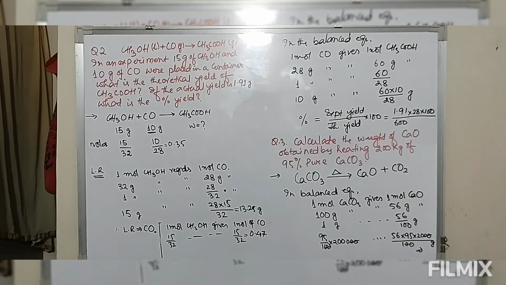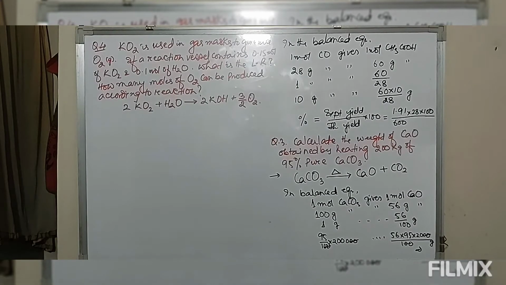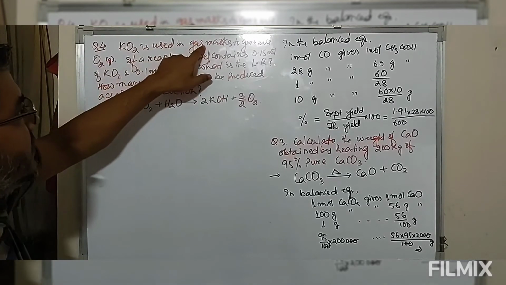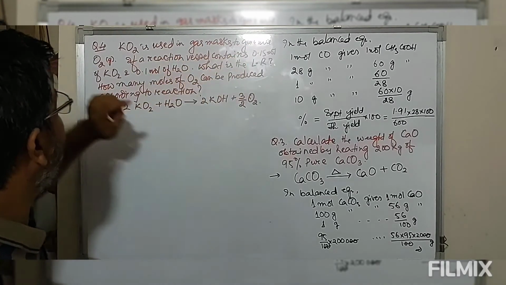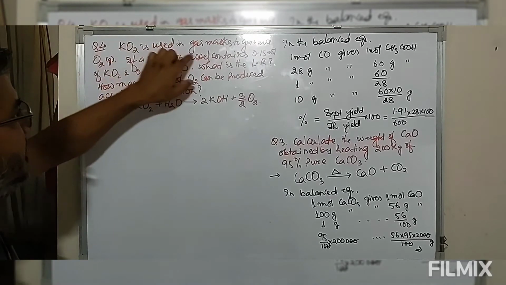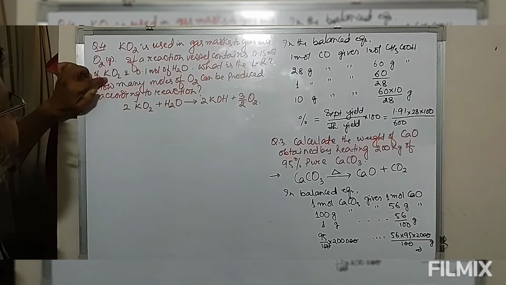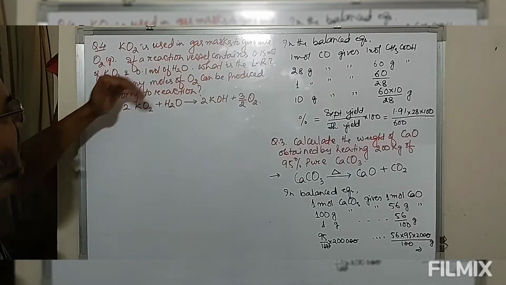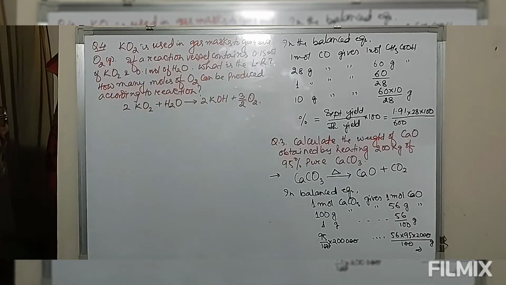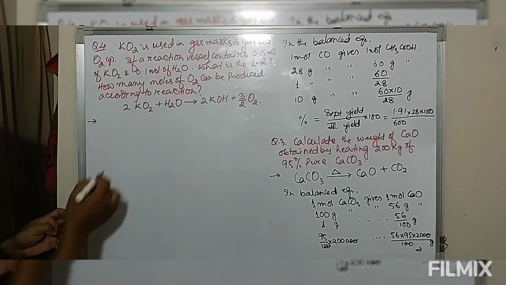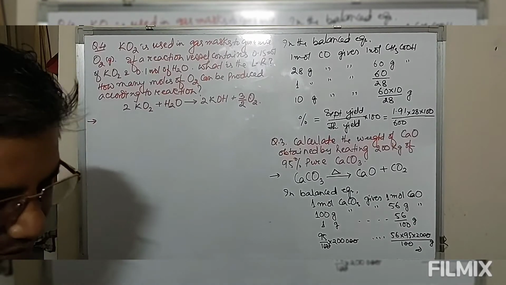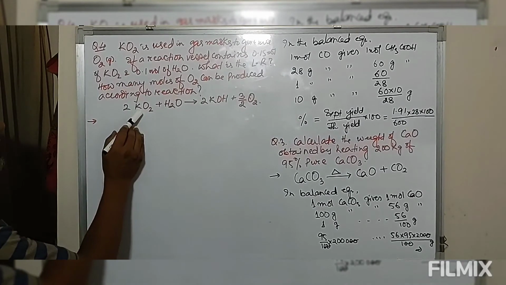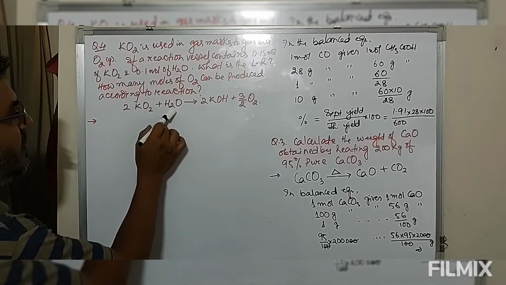Now look at this problem. Potassium superoxide is used in gas masks to generate oxygen. If a reaction vessel contains 0.15 mole of CO2 and 0.1 mole of water, what is the limiting reagent and how many moles of oxygen can be produced? So now look at this. We have this balanced reaction. Now in this balanced reaction, for every 2 moles of potassium superoxide, we require 1 mole.